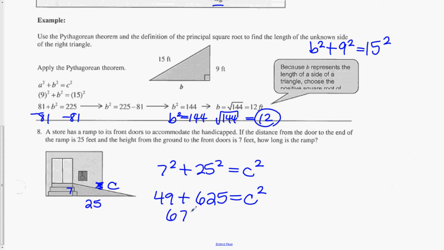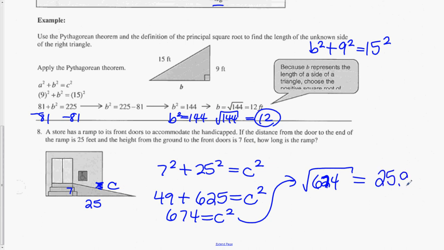Probably going to get a decimal on this one. And on the real world problems, you can get a decimal. So the square root of 674, I'll pull out my calculator for this one, square root of 674 is going to be 25.96, it looks like. So that's how long the ramp would be in feet.